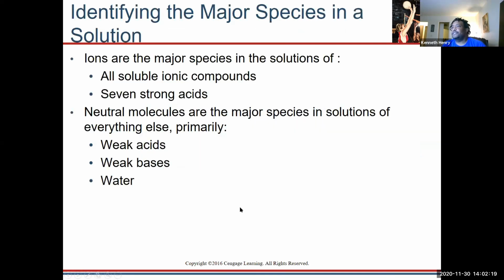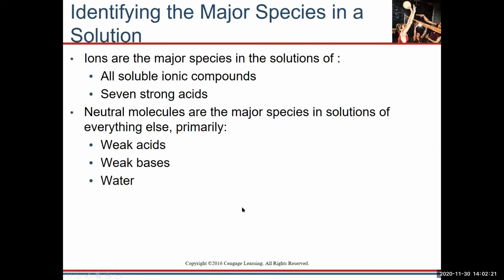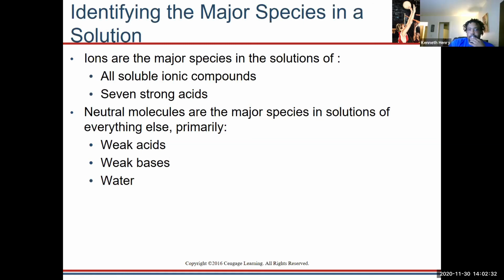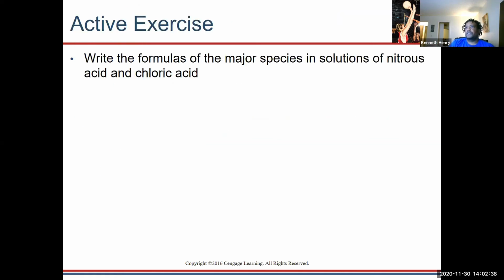You got that, Kevin? Yeah. So that's another thing that we can look at to see if it's a strong versus a weak acid. Okay. So we've already kind of talked about the major species and the minor species. So write the formula for the major species in solution of nitrous acid and chloric acid.